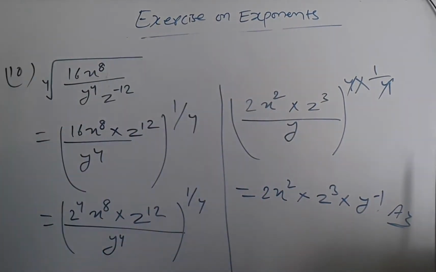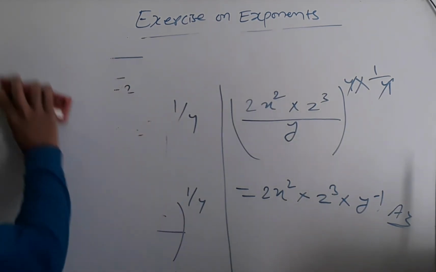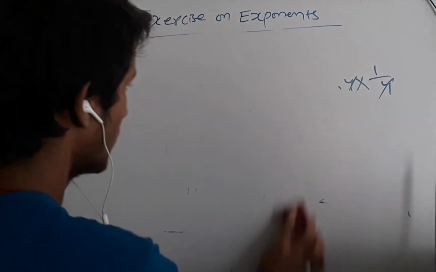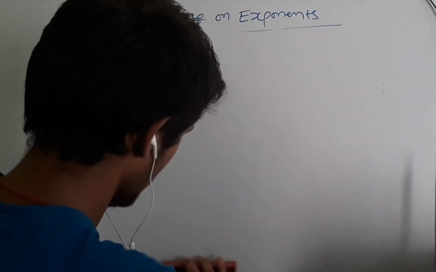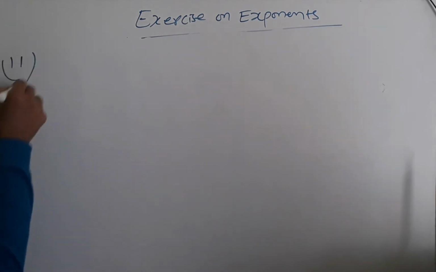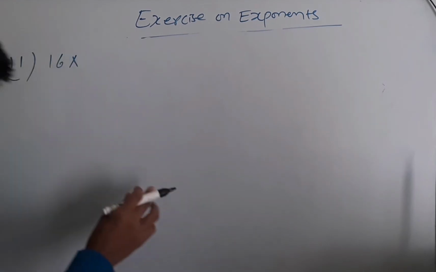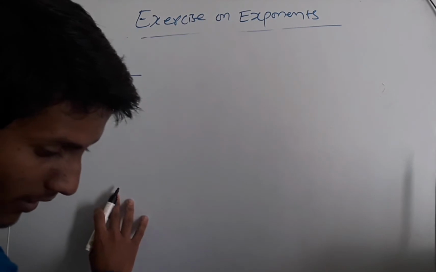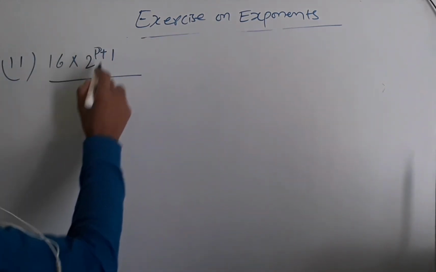Let's move on to the next problem. This is number 11. And the problem that we have is this: 16 times 2 to the power 1 plus 1 divided by, it's p actually. It was p in the problem.